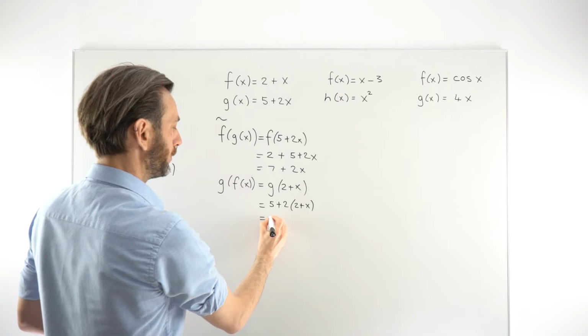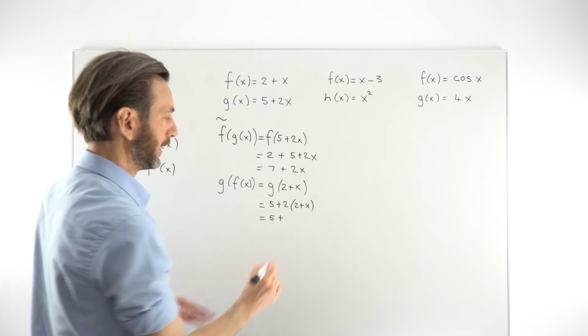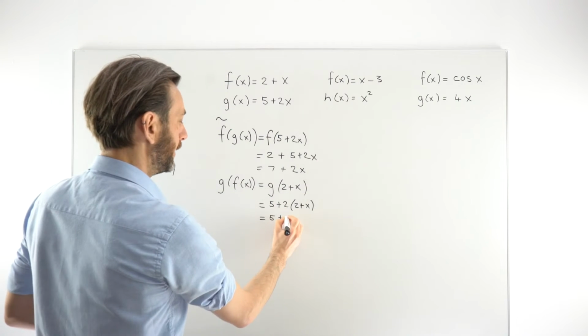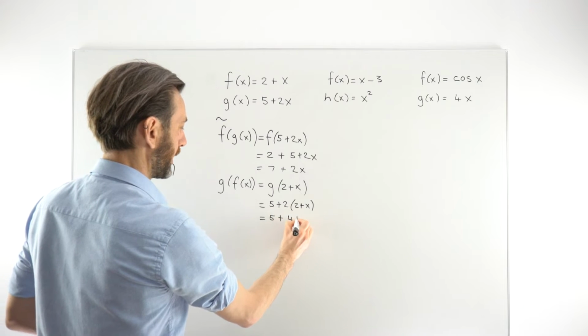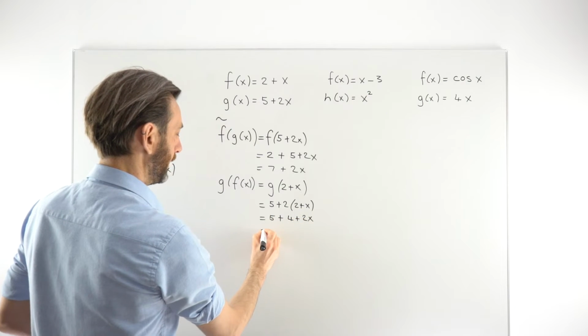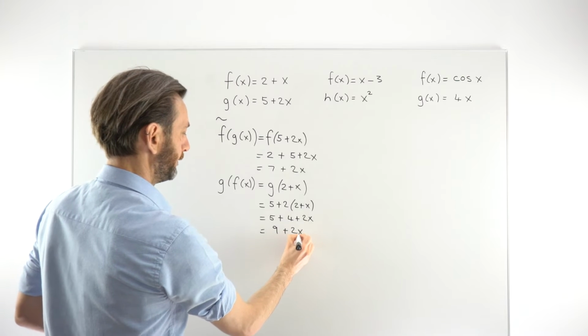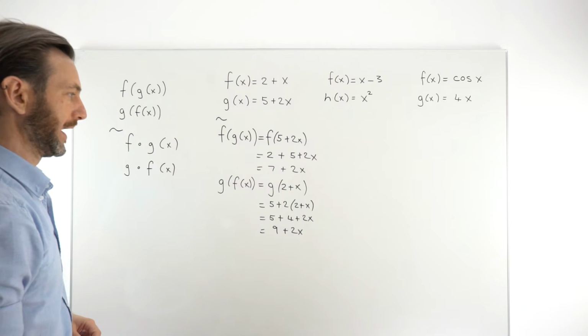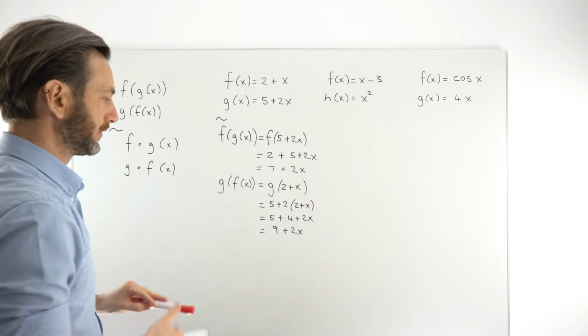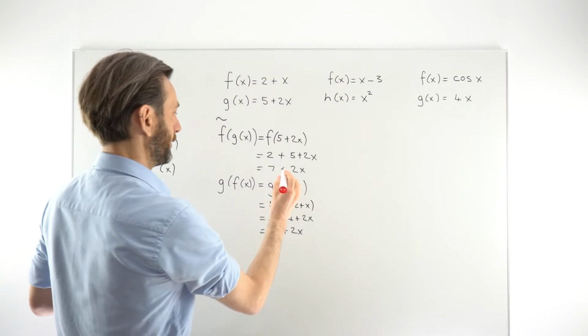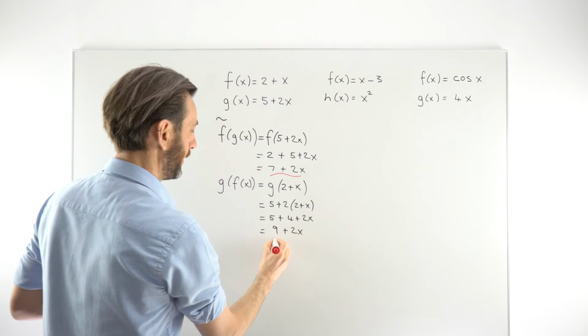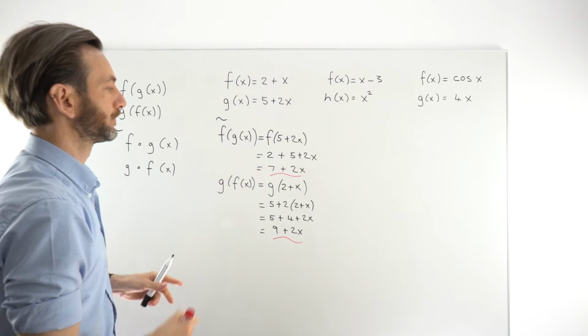It looks a little more complicated, this one. It might need an extra line of working to multiply out the bracket. 2 times 2 is 4, 2 times x is 2x, and then tidying that by adding the numbers together, we get 9 plus 2x. So you can see there the difference in the way the composites have come out. That was the composite one way, and that was the composite the other way.